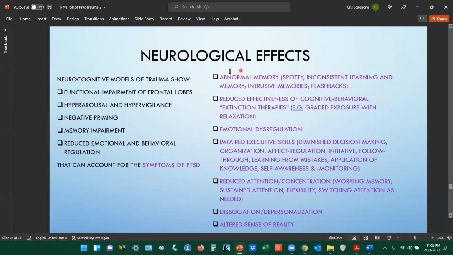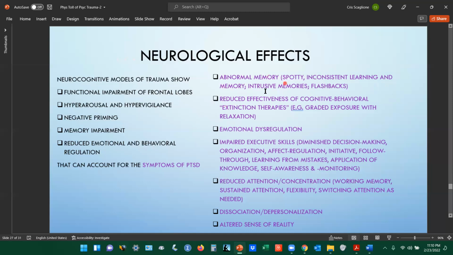A hallmark of PTSD is having abnormal memory. Not just flashbacks and intrusive memories of the trauma, but it actually affects just day-to-day memory. People with PTSD often have spotty, inconsistent memory, inconsistent learning. Sometimes they can't tell you what they had for breakfast, just because the hippocampus is not working as well as it should, because there's a certain layer within it that has diminished cell activity as a result of cortisol damage.